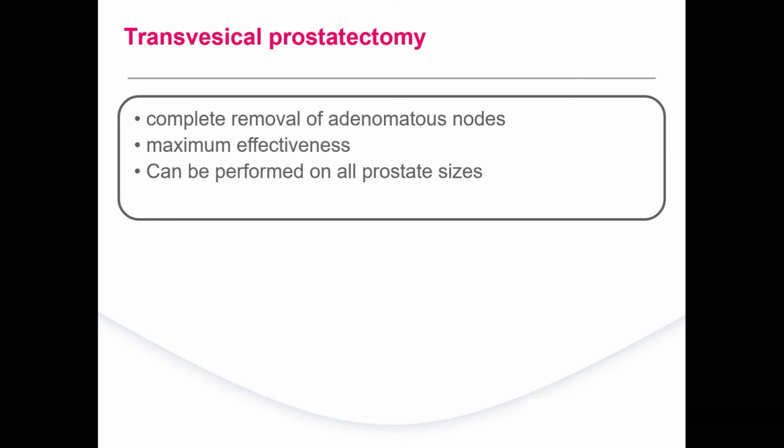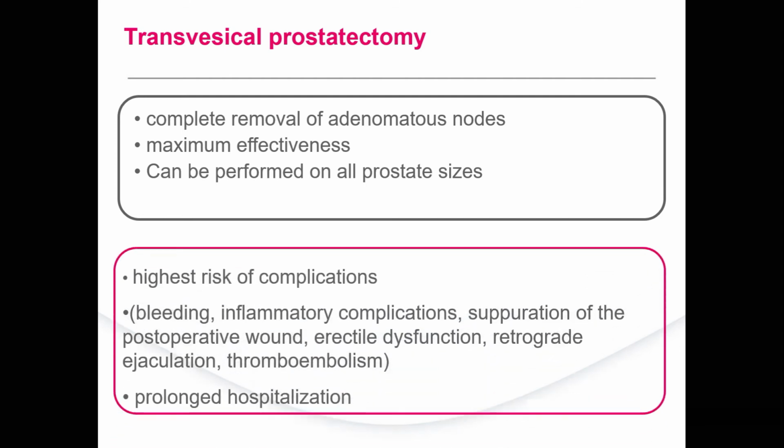First of all, transvesical prostatectomy, or open prostatectomy. It has the complete removal of the adenomatous nodes, the maximum effectiveness, and can be performed in all prostate sizes. But it has the highest risk of complications: bleeding, inflammatory complications, suppuration of the postoperative wound, erectile dysfunction, retrograde ejaculation and thromboembolism, and also a prolonged term of hospitalization due to the open operation type.